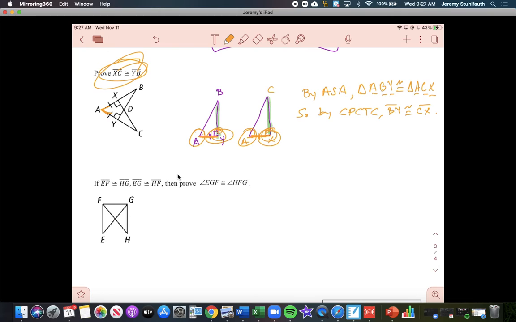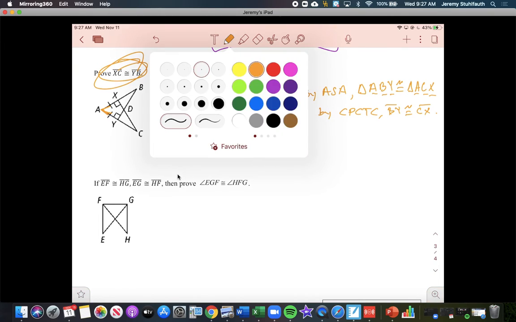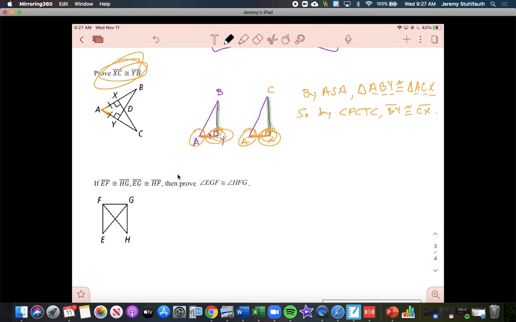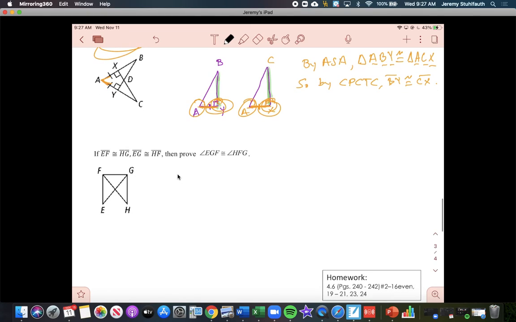All right. So again, when you have overlapping triangles, highly recommend that you redraw them. So let's take a look at this next problem. You have, if EF is congruent to HG, EG is congruent to HF, then prove that these two angles are congruent. So let's take a look at this.